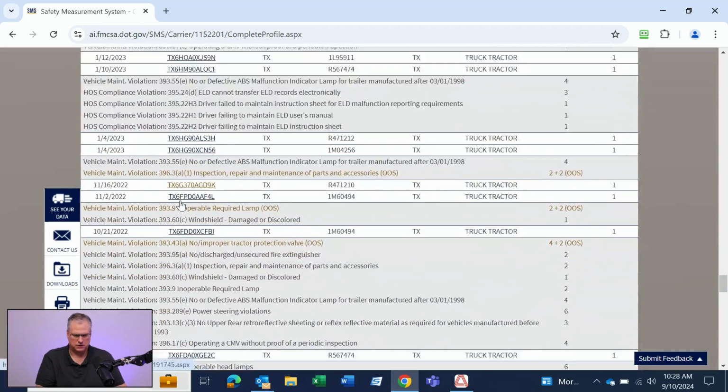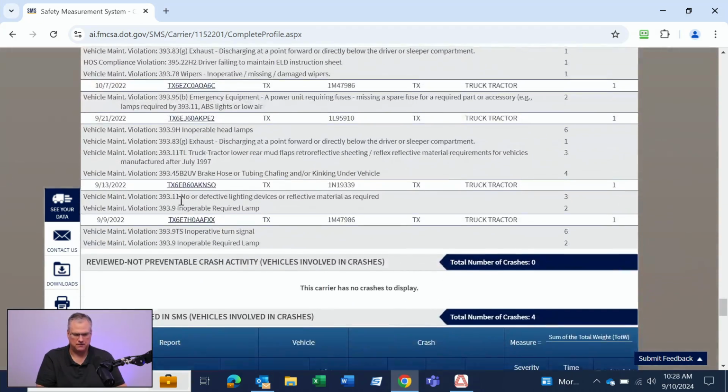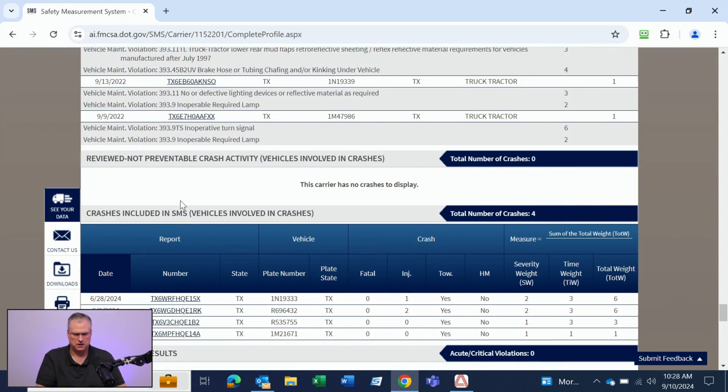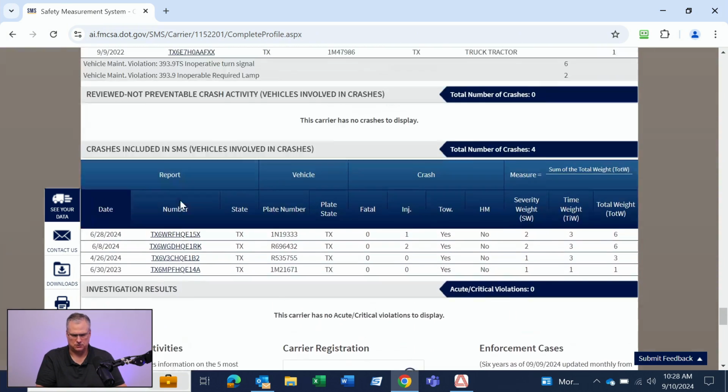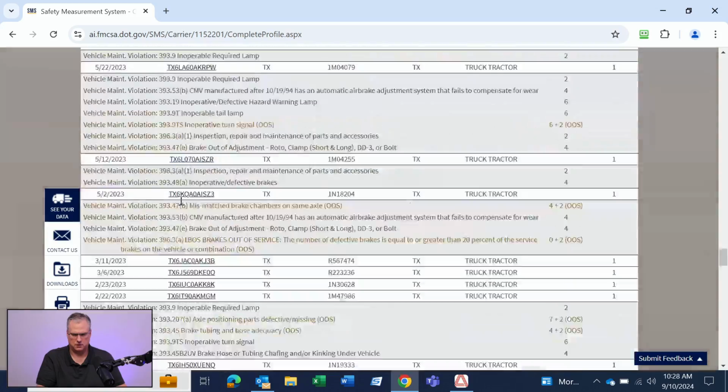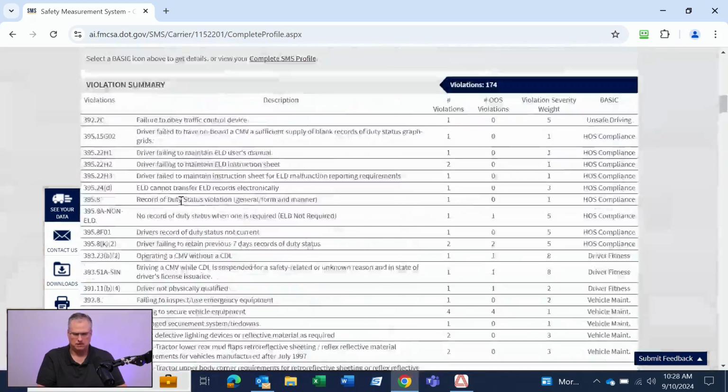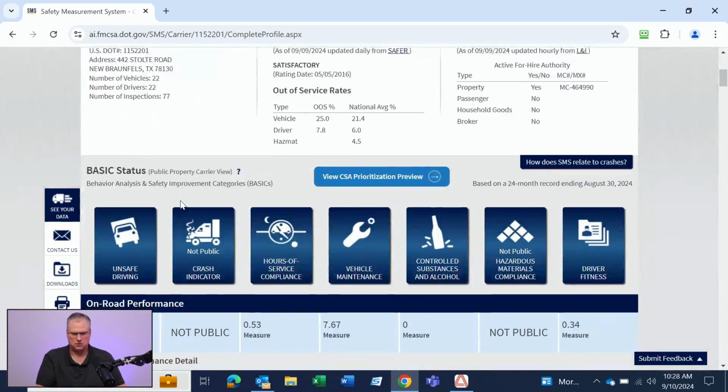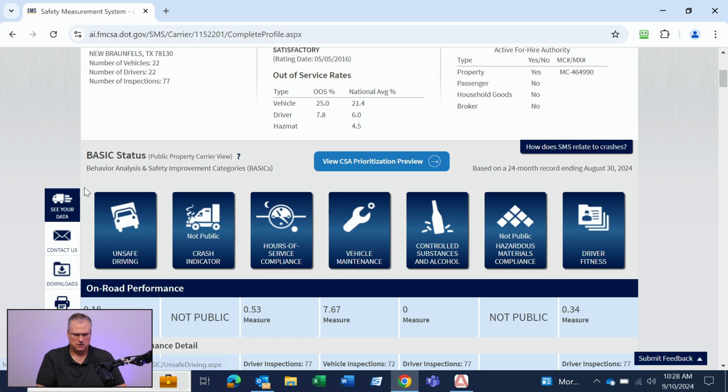So you can see this is a pretty large client. They've had 77 inspections, so they're going to have some data here. There's also some crash data on here as well. But if we want to look at this data and break it down by category, you come back to the middle of this page and we can start going across the page here.